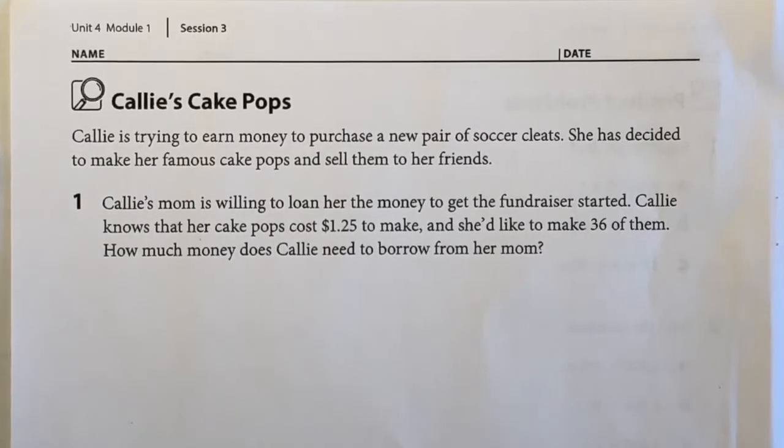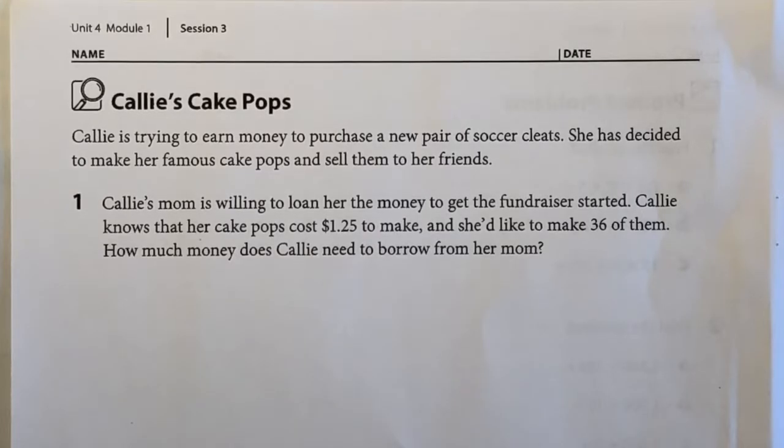Today we're going to be reviewing using ratio tables as a strategy to solve problems. So on page 116 in the student packet for Unit 4, it talks about Callie's Cake Pops. Callie is trying to earn money to purchase a new pair of soccer cleats. She has decided to make her famous cake pops and sell them to her friends.